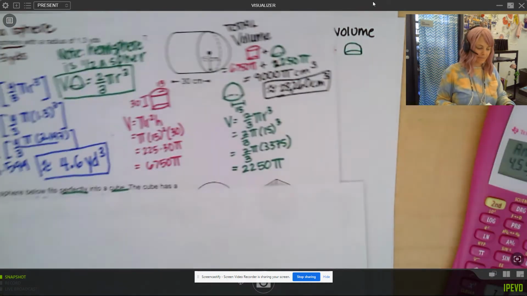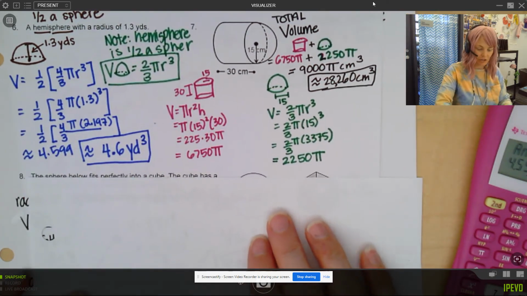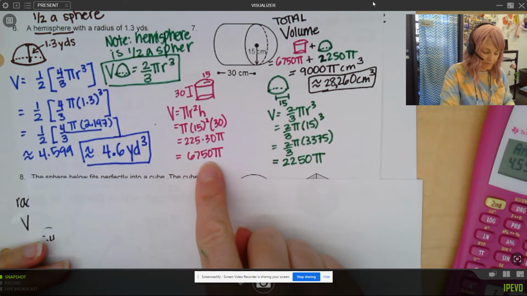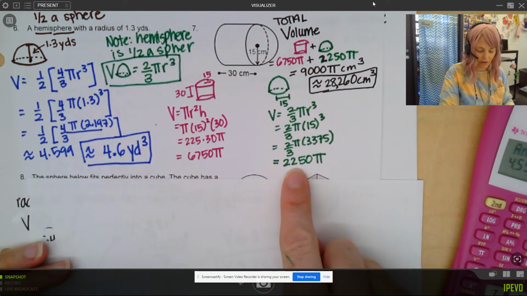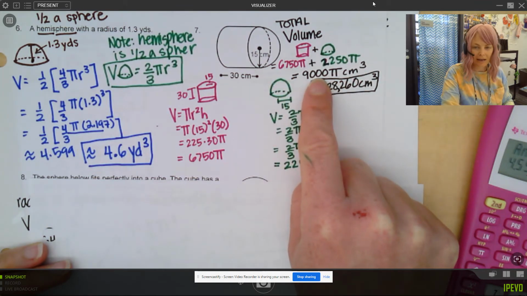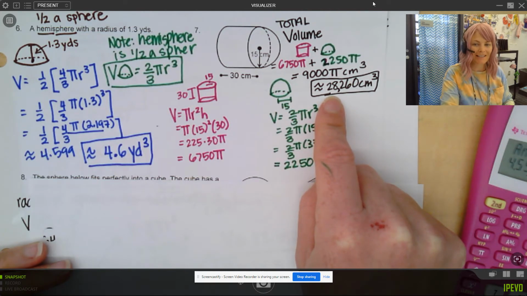Okay, let's take a look. So number 7, like I said, I like to leave my answers in terms of pi. So my cylinder, I got 6,750 pi, and my hemisphere, I got 2,250 pi. So then when I added those together, I got 9,000 pi cubic centimeters. So when I round at the end, you're getting 28,260 cubic centimeters. Nice job.